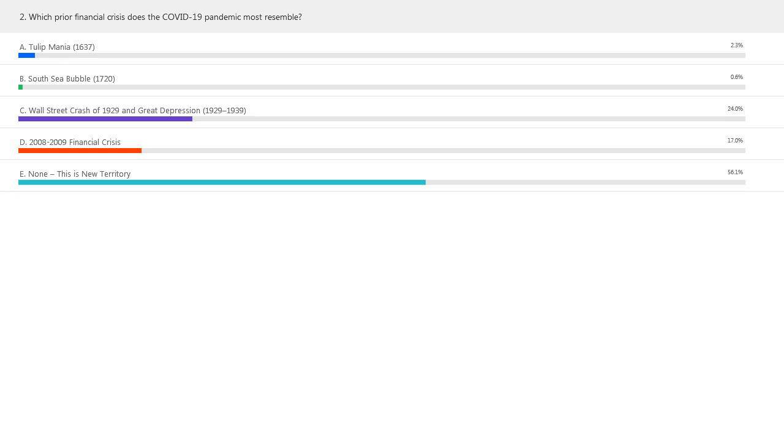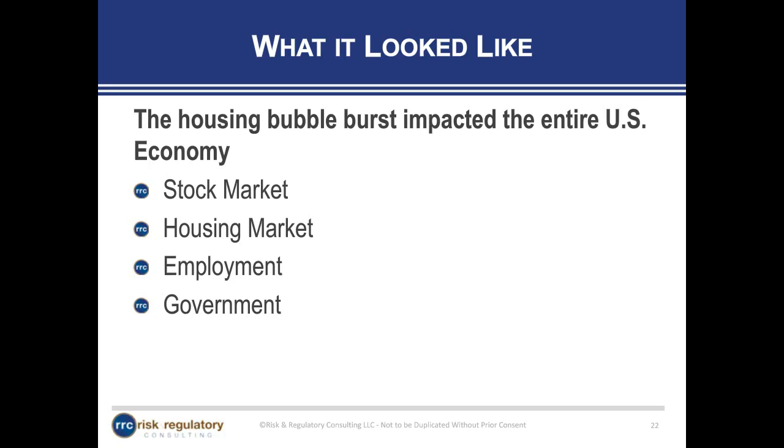So we're going to start talking now that we've talked about some of the lessons we learned and some of the impacts from the crisis. We're going to take a look back at really what it looked like in terms of the stock market, the housing market, employment, and government. And before we do that, just a moment, I think what's lost in that, if you're looking back in the textbook, you can see what it looked like, but what it felt like, I think, was even more critical.